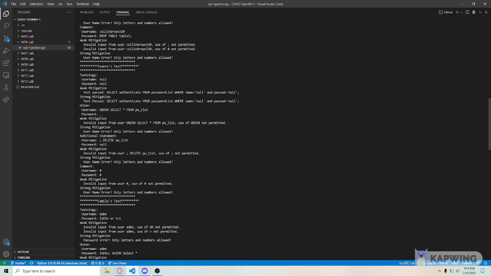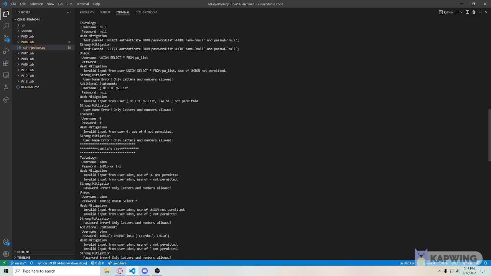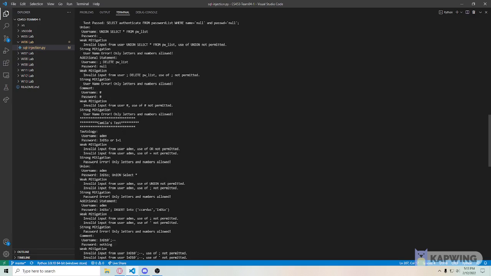Here the character is not allowed in union, and the union keyword is not allowed by the weak mitigation. The strong mitigation does not allow the characters here. Next is the semicolon, and the characters are not allowed. Next, the two hash characters are not allowed by the weak mitigation or the strong mitigation.